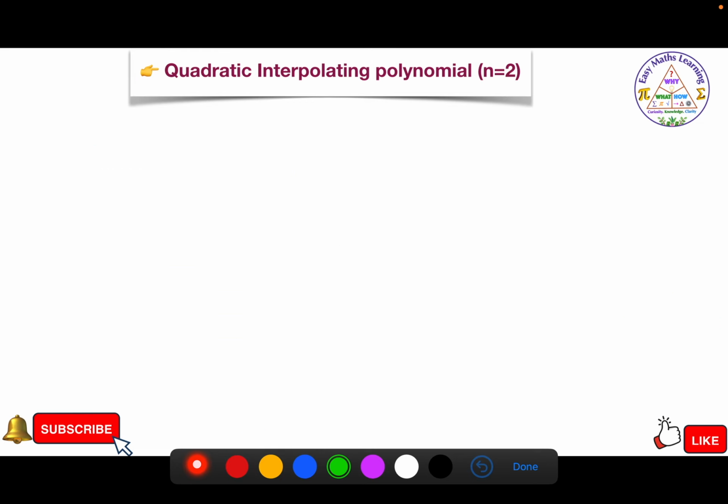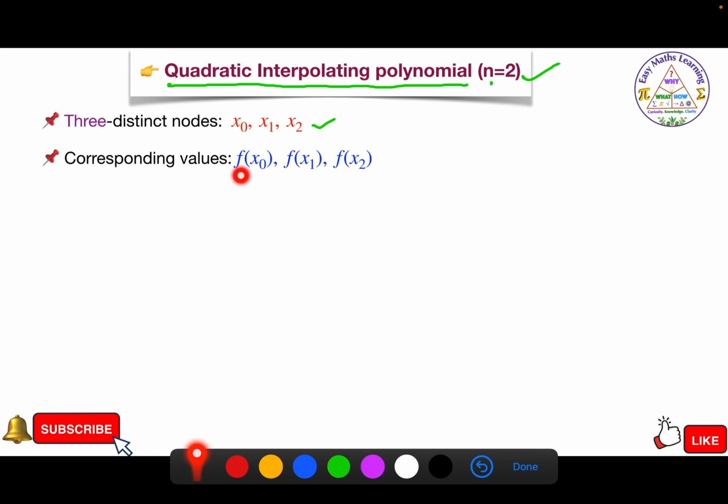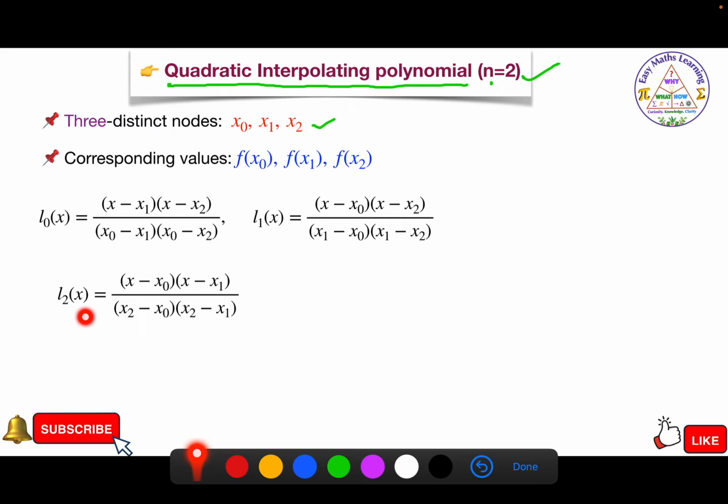points. Now we discuss the Lagrange form of the quadratic interpolating polynomial that we obtain for n equal to 2. n equal to 2 means we are given three distinct nodes x0, x1 and x2, and corresponding values f(x0), f(x1) and f(x2). For these three distinct nodes, we first define the three Lagrange basic polynomials L0(x), L1(x), and L2(x).